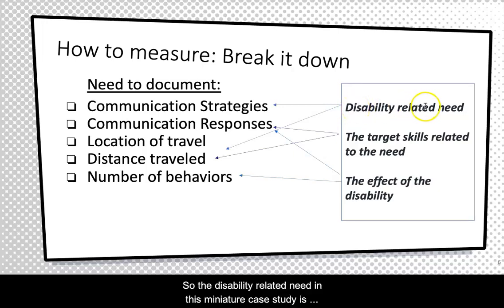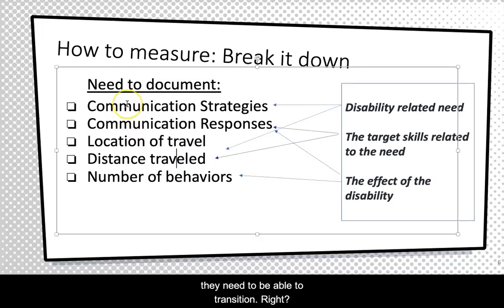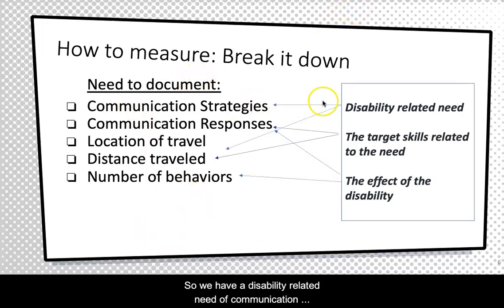So the disability-related need in this miniature case study is the idea that this student needs communication strategies, and they need to be able to transition, right? We can't just keep them in one classroom, or they can't stay at home because they don't like to transition between home and school and take the traveling opportunities in between, getting on the bus or whatever it is, right? So we have a disability-related need of communication strategies and distance traveled or location of travel.